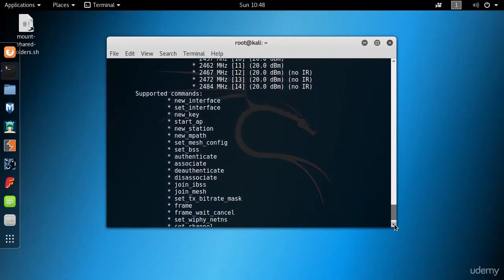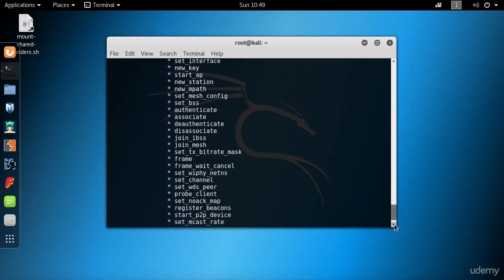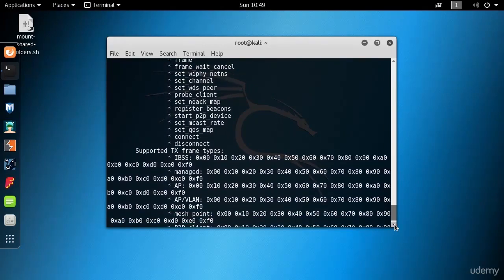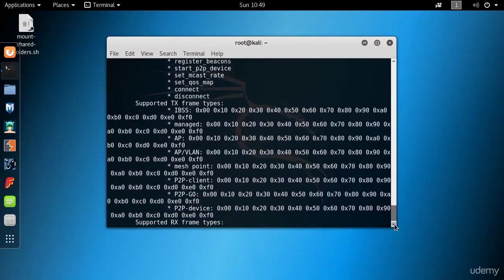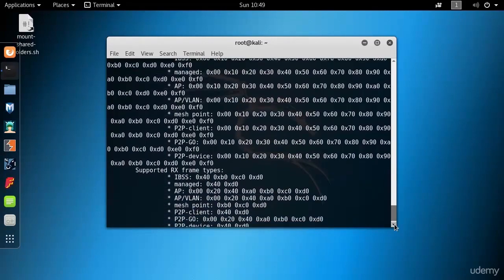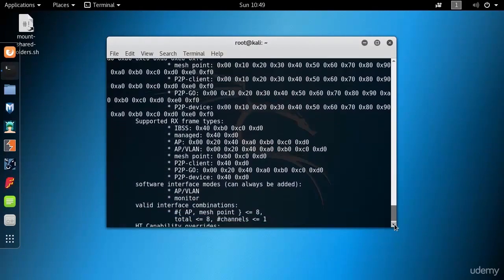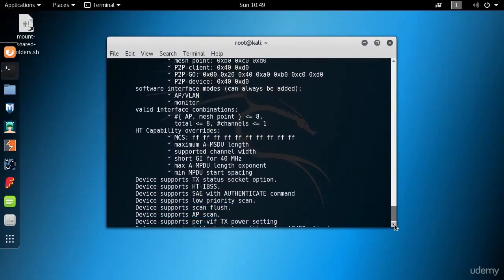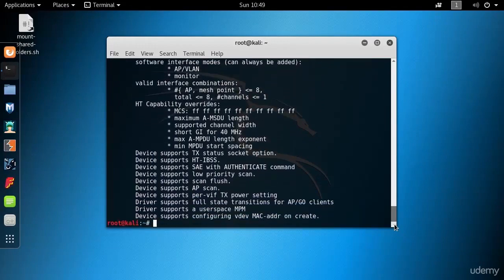But see, it provides more information like supported commands that we didn't see with the old iwlist, iwlist being one word. Now with iw space list, this is part of the iw tools. And all kinds of frame types that are supported. HT capability overrides. Remember, HT refers to 802.11n, high throughput. So that's much more information here with the iw command than with the previous set of wireless tools.